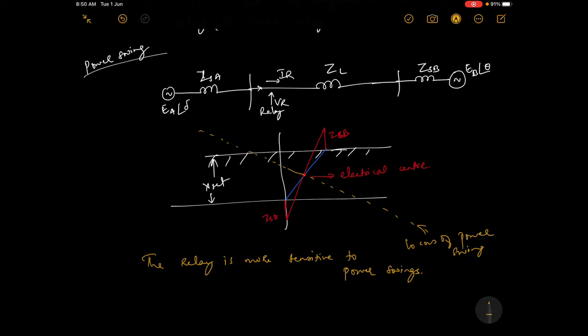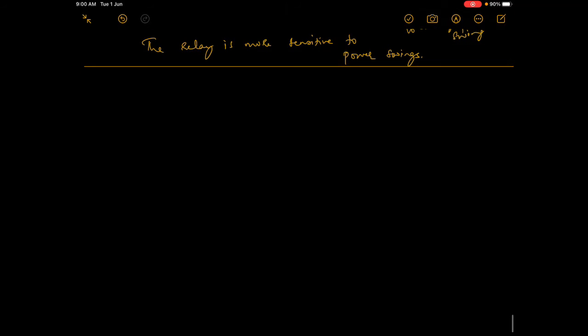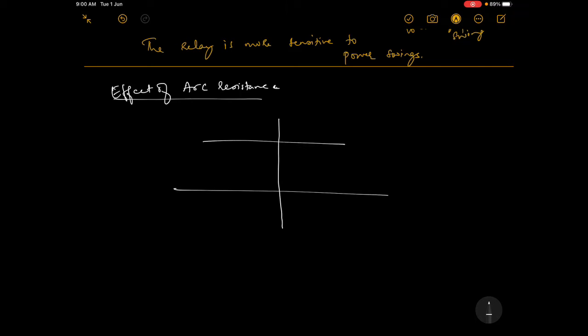So now let us see another operating condition, that is the effect of arc resistance. So now we will see the effect of arc resistance. This is the only advantage here, that it is independent of the effect of arc resistance. How we'll see it. So this is our correct operating area, this is our X set, so X measured is below the X set.